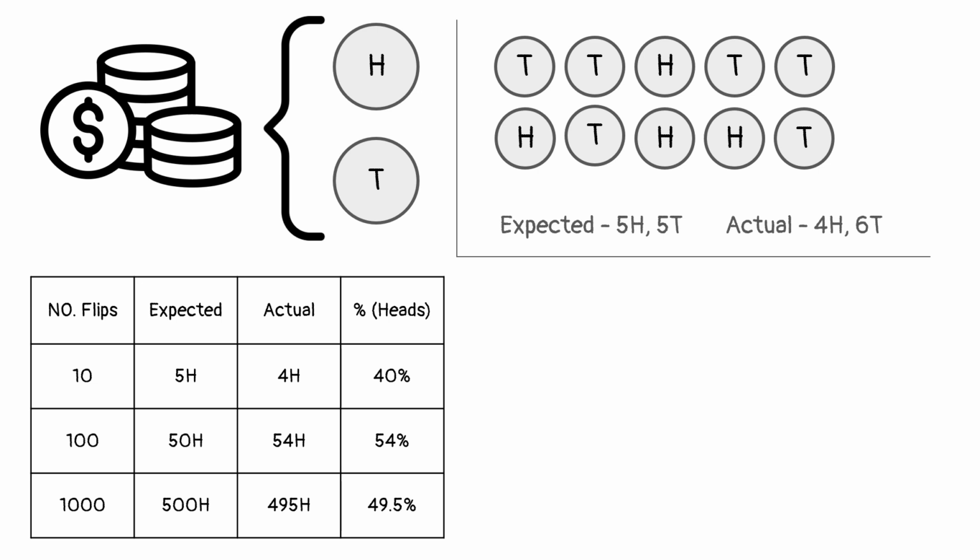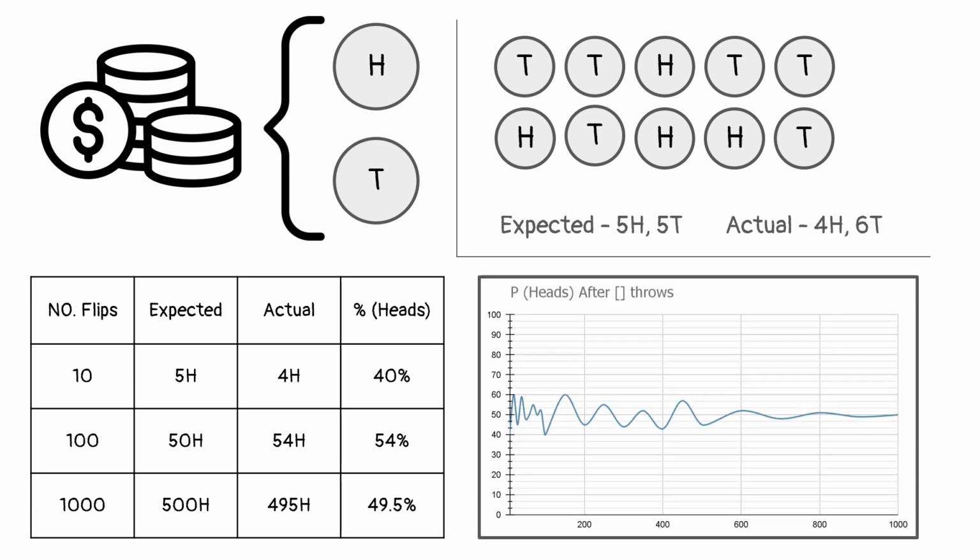Now, this is much closer, though still far off from the 50% we would expect. And with even more flips, 1,000 this time, we get 495 heads at a percentage rate of 49.5%, which is extremely close to the 50% if we compare it to the 40% at the beginning with only 10 flips. And this graph here shows it perfectly. At the beginning, any sample, if very small, is open to such large misrepresentation and varied characteristics.